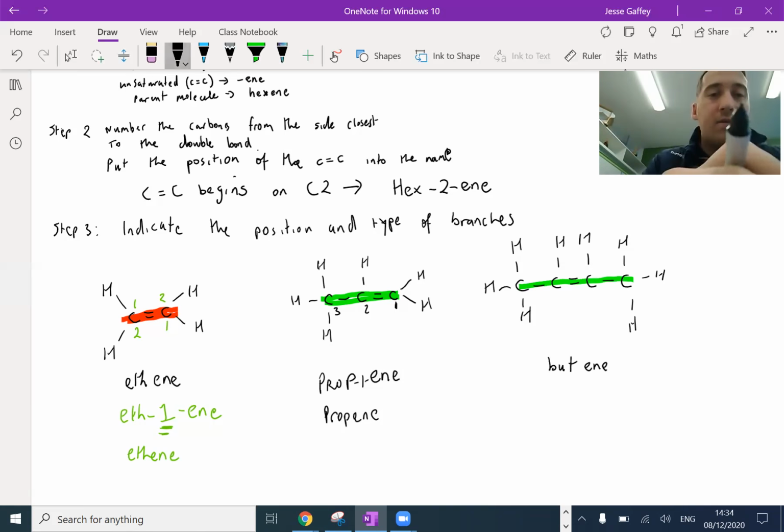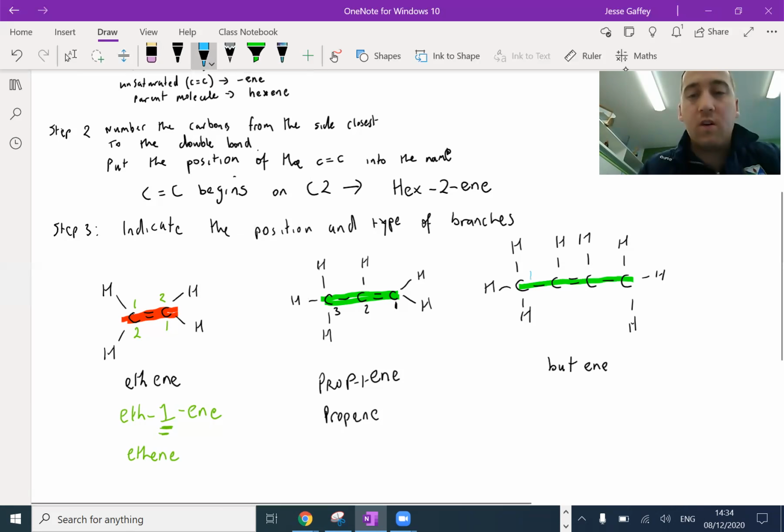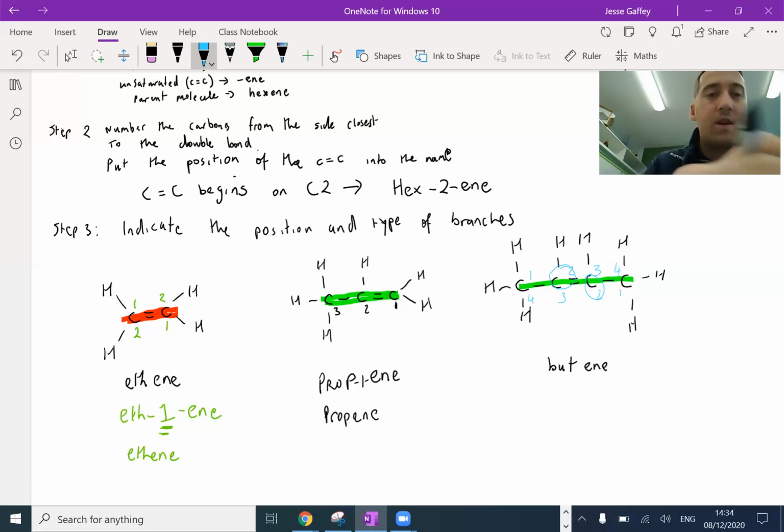Now let's number the carbons, starting from the side with the smallest numbers. 1, 2, 3, 4. What if I go the other way? 1, 2, 3, 4. So it doesn't matter which way I number, the double bond starts on carbon number 2. That's fine. Doesn't matter which side you go for. I hope that you can see that.